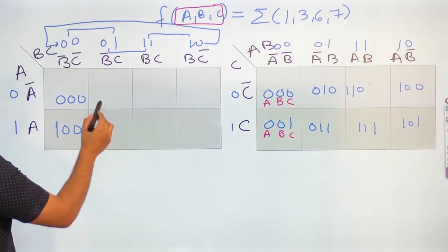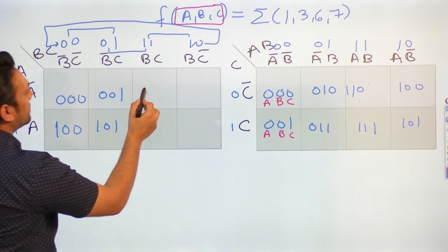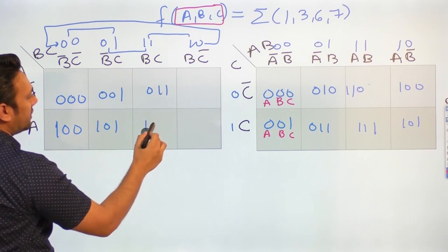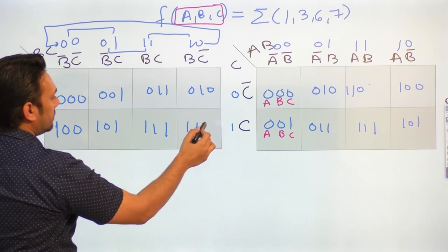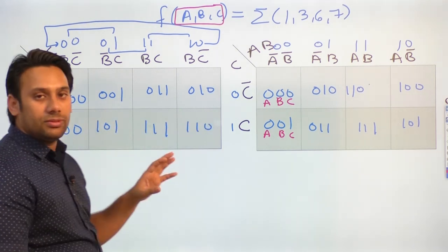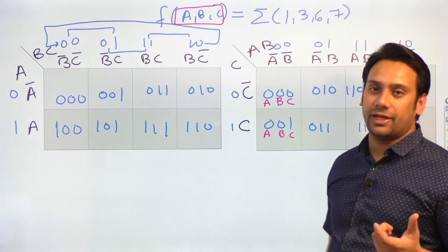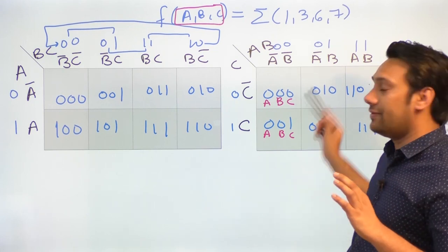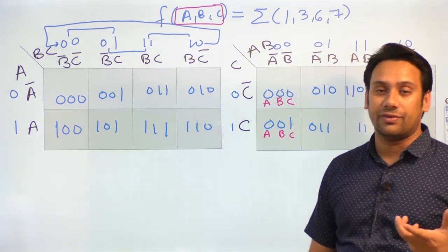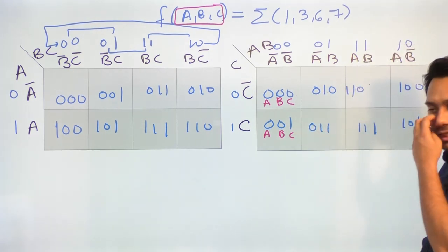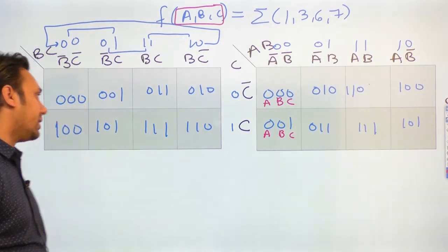Here, if you look at this one, then this is 0, 0, 1. This is 1, 0, 1. This is 0, 1, 1. This is 1, 1, 1. This one is 0, 1, 0. This is 1, 1, 0. Now, because I have changed the variable that I have written here, the variable I have written in the row and the variable I have written in the column are two different variables. Because I am using two different variables, what these cells are representing will also change.